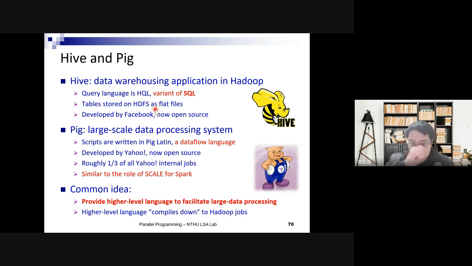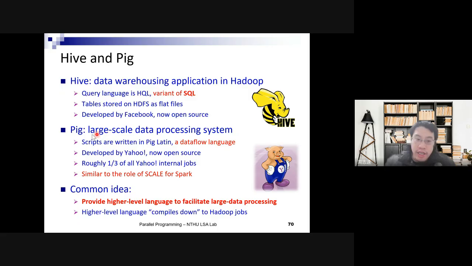In other words, through Hive, the programmer, the user, only needs to be familiar with the SQL language, and then they can describe their data analytic job or their data analysis operations by a SQL query, and then run it on a distributed system through a data processing framework like MapReduce. Okay? Similarly for Pig.